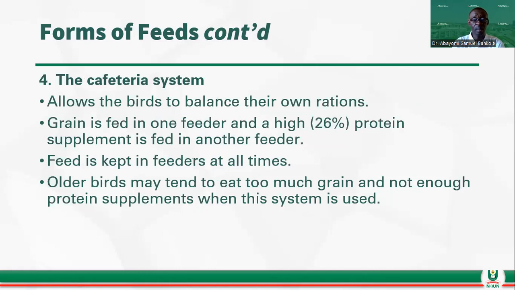The cafeteria system allows the birds to balance their own ration. Grain is fed in one feeder, and a high 20% protein supplement is fed in another feeder. Now, feed is kept in feeders at all times, more or less like the hopper feeding system. Older birds may tend to eat too much grain and not enough protein supplement when the system is used.